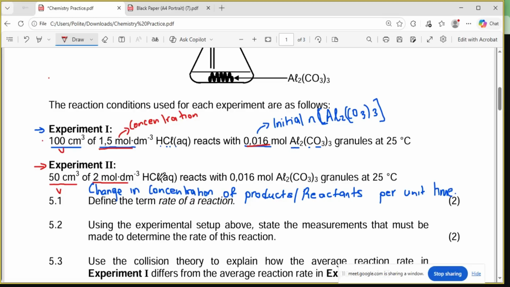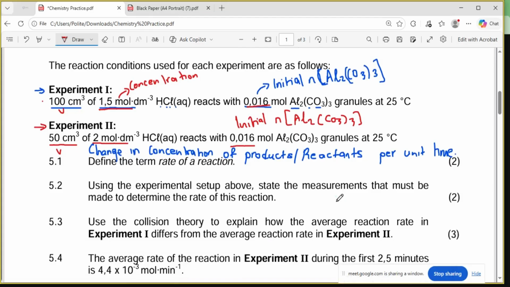Yes, sir. And you'll see why you need to understand which one has the higher concentration. And then now it reacts with what? The same number of moles. So even in experiment 2, we still start with the initial number of moles of that aluminum carbonate. I hope you guys are happy with that. So initially, in the first experiment and the second experiment, we start with the same number of moles, okay?